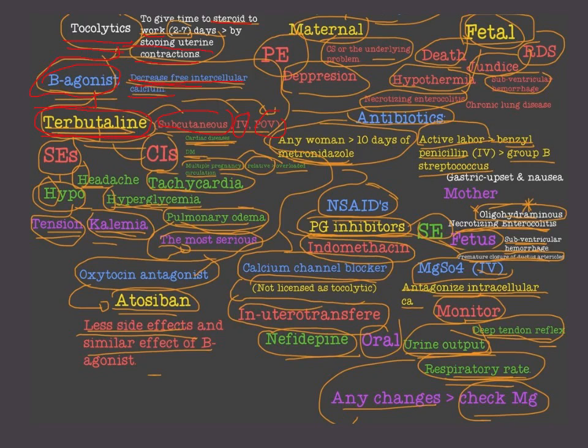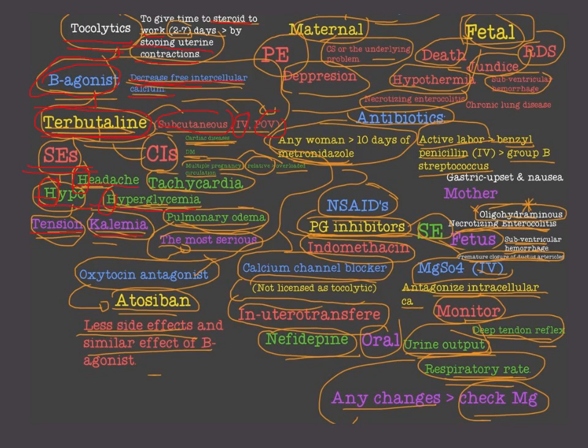What are the side effects of tocolytic? Please pay attention because they are important. I just subdivided them into 3 H's and other things. The first H is hypo. Hypo what? Hypotension and hypokalemia. The second H is headache. The third H is hyperglycemia.